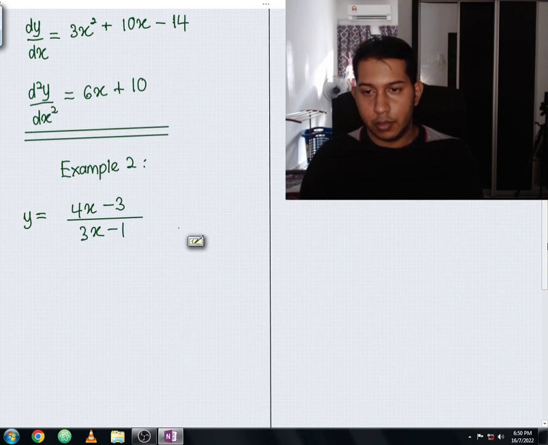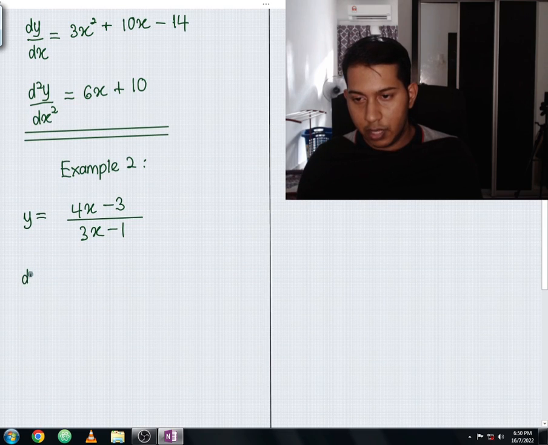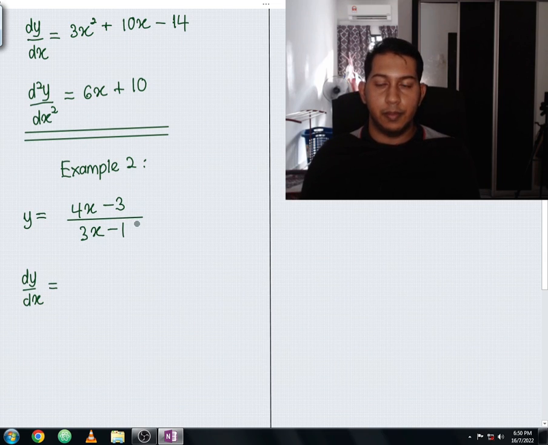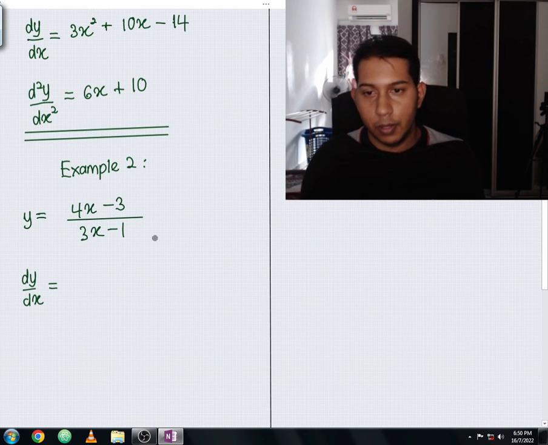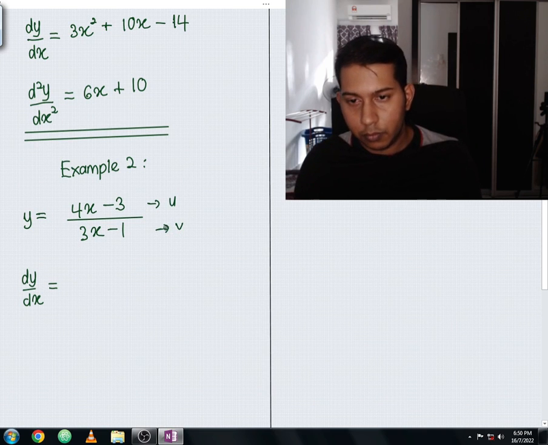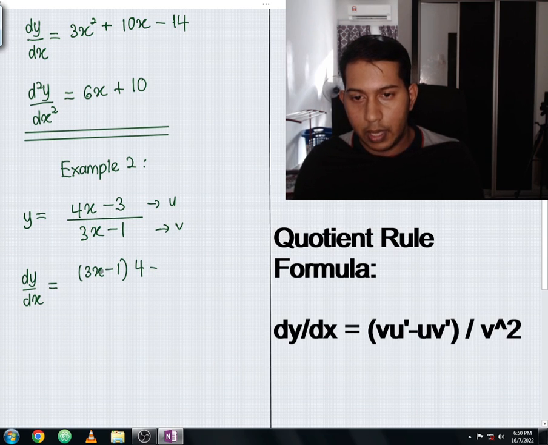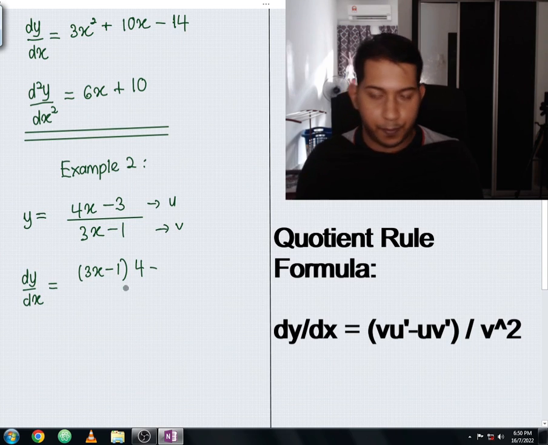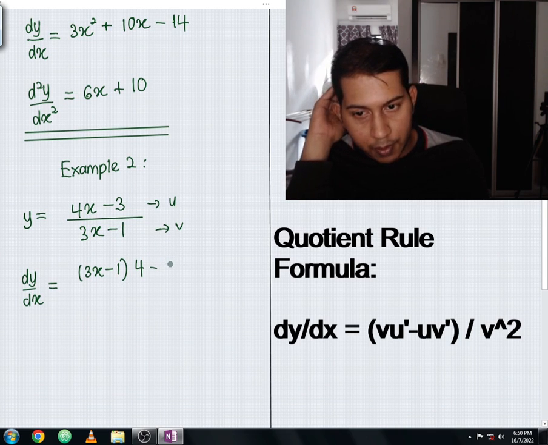Step number 1, let us perform the differentiation for this. So dy over dx. Since it is a division, involving a fraction, we're going to apply the quotient rule. So this is the u and this is the v. Let's apply the formula over here. This is the v, 3x - 1. The u prime is 4. And then u v prime, so (4x - 3) times 3.